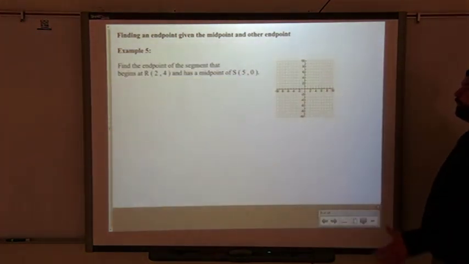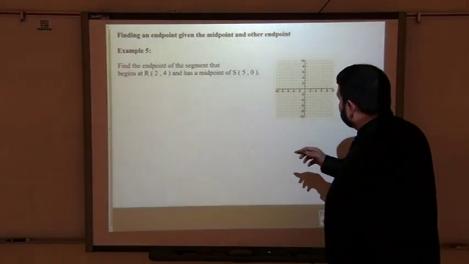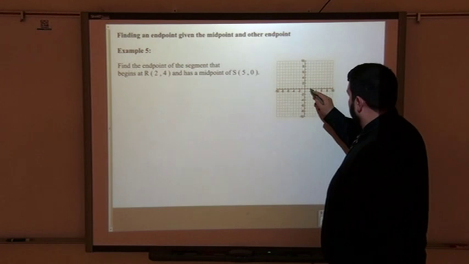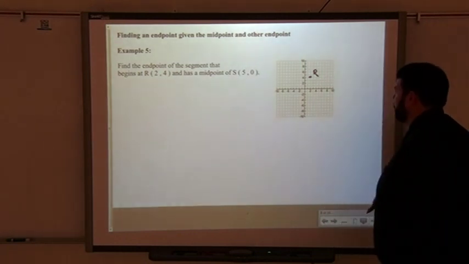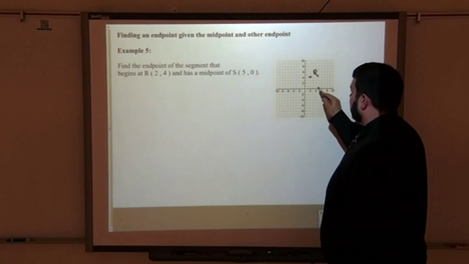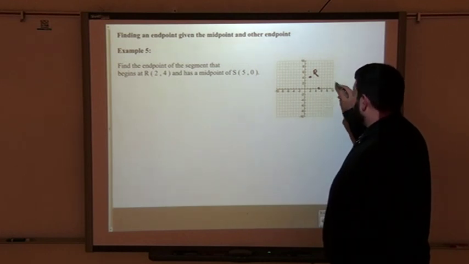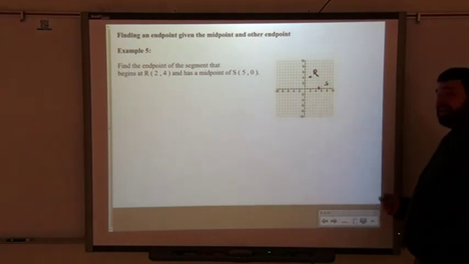But it's still a midpoint problem. It wants me to find the endpoint of a segment that begins at (2, 4). So as best as I can, I'm going to plot the point (2, 4). That's point R, and it has a midpoint of (5, 0). So that's this point right here, that's S.